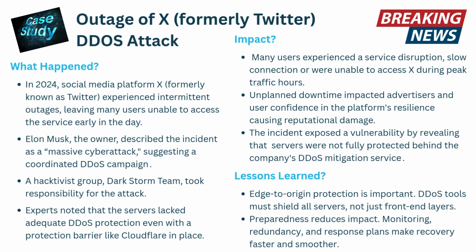In 2024, the social media platform X, formerly known as Twitter, went down for hours due to a suspected distributed denial of service attack. Elon Musk called it a massive cyber attack. A group called Dark Storm Team took credit. Even with some protection in place, like Cloudflare, the attack showed that deeper vulnerabilities existed. The servers behind the scenes weren't fully protected, and it caused noticeable outages for users worldwide.